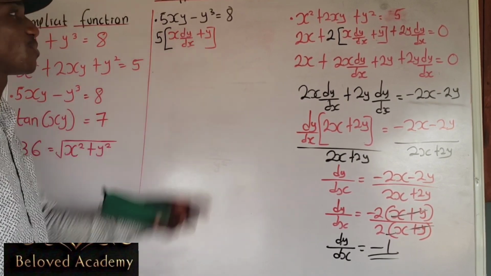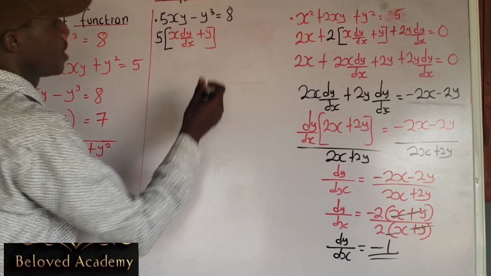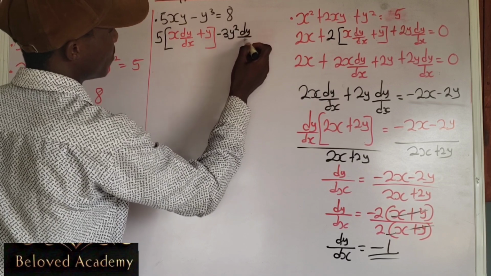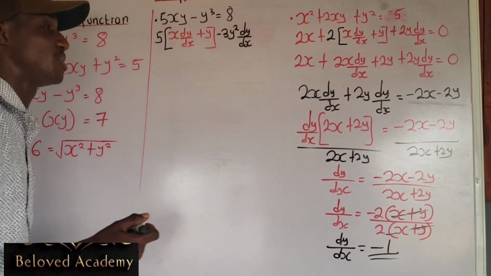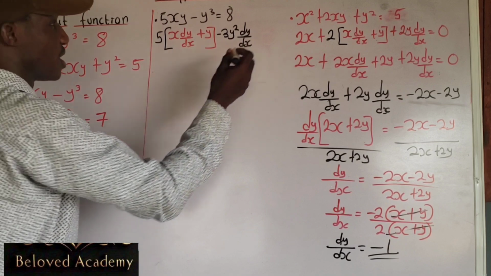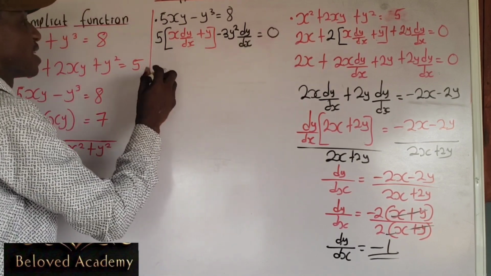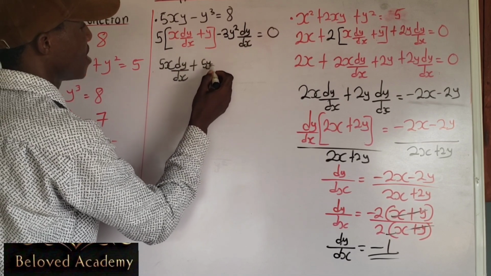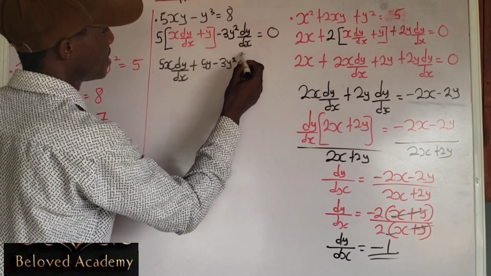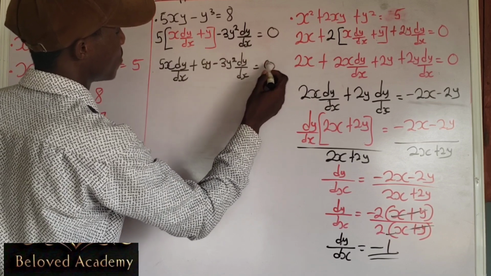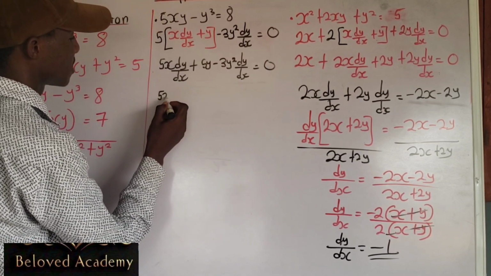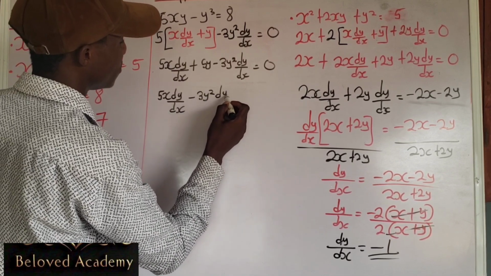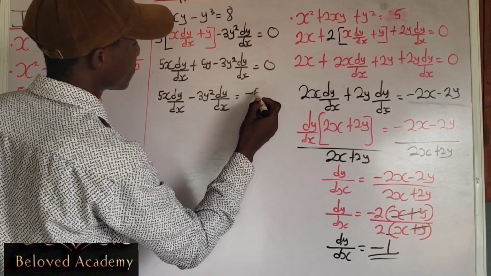Now, let us differentiate negative y cubed. I'm going to have negative 3y squared dy/dx, because anytime you differentiate y, we have dy/dx. Equals 0. Okay, let us open the bracket. I'm going to have 5x dy/dx plus 5y minus 3y squared dy/dx equals 0. So 5x dy/dx minus 3y squared dy/dx equals negative 5y.